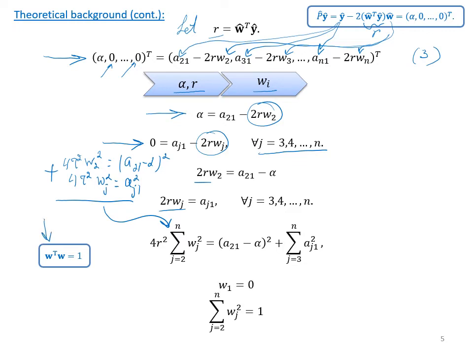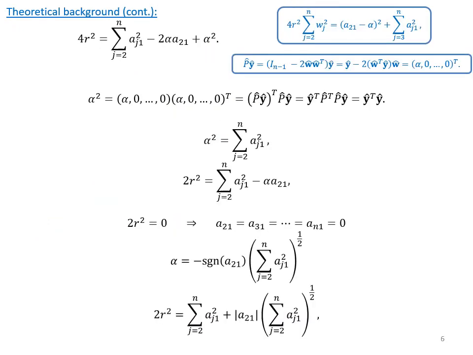Since the product of the transposed vector w and the original vector w equals 1, and since the first component of the vector w equals 0, we can say that the sum of the squared components of vector w equals 1, where j starts from 2. We just obtained this formula from the previous slide, and now we slightly simplify our expression by opening these brackets and squaring our expression.